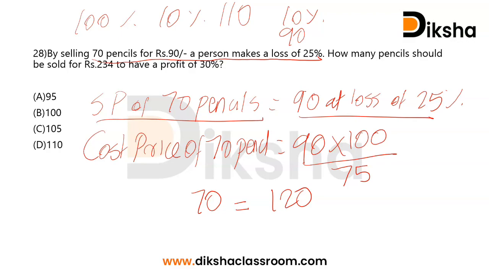If it is all about 20% profit, what it will be? It will be 90 into 125 by 100. Okay, profit will be 125 by 100, loss 100 by 75.